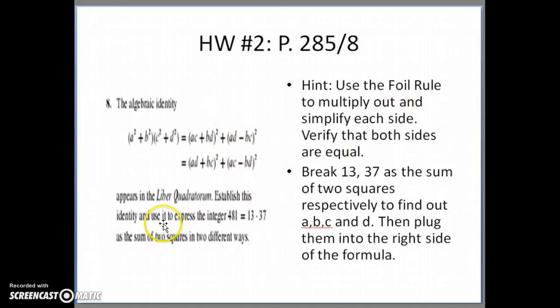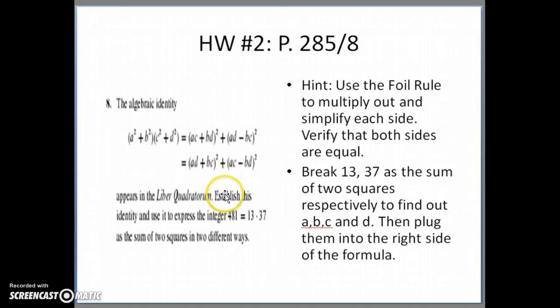How do we use the formula to solve this question? Express the integer 481 as the sum of 2 squares in 2 different ways. So what we want to do is break 481 as some number squared plus another number squared, and we want to find these 2 numbers. If we notice in the formula, the middle part and the third part are exactly sums of 2 squares: something squared plus something squared, something squared plus something squared.